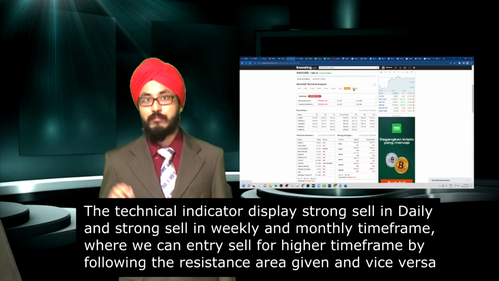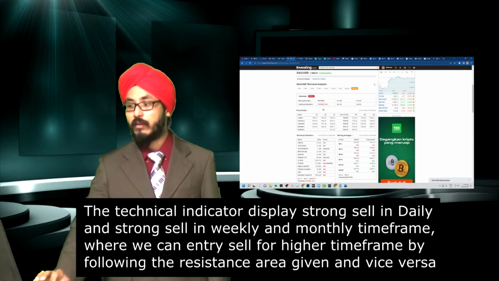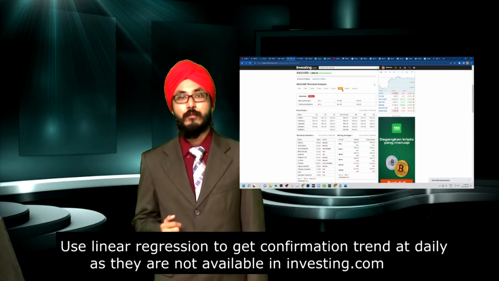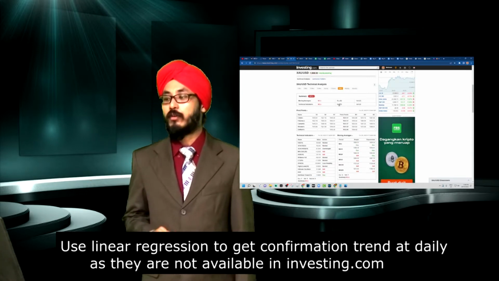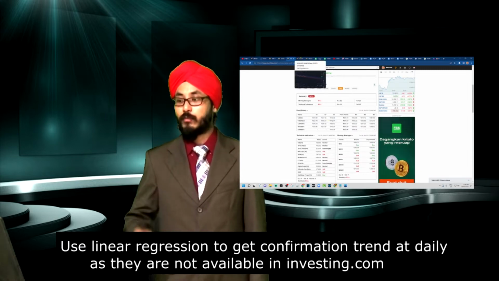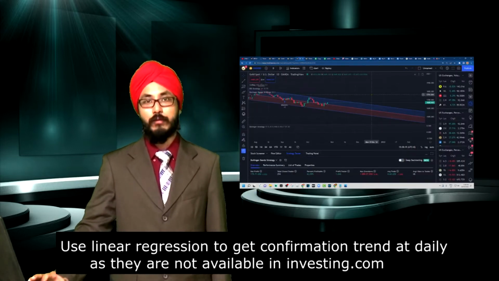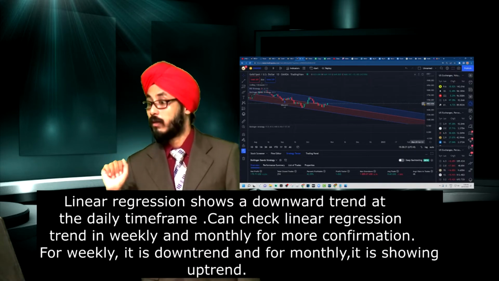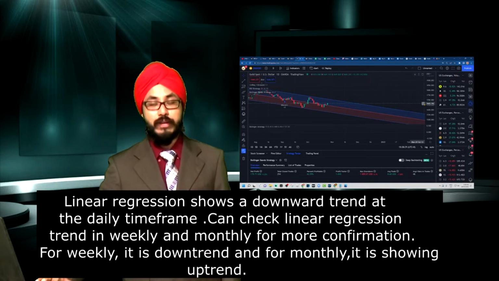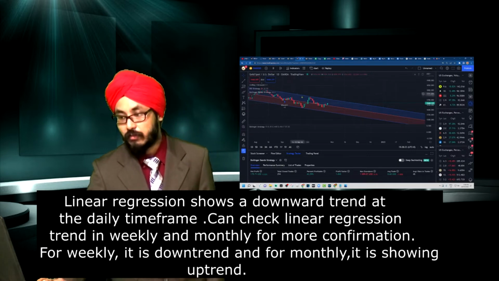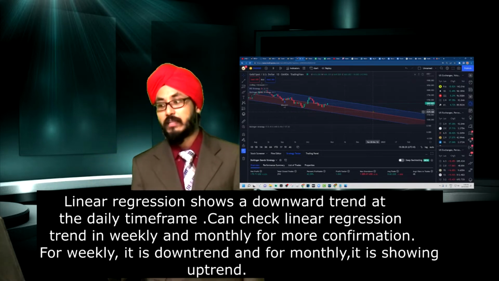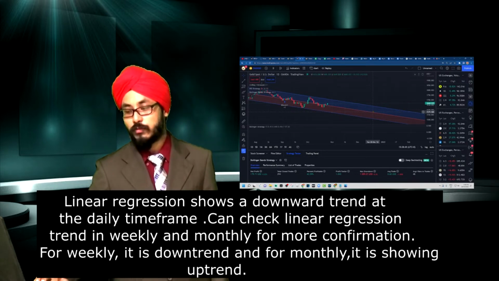Moving forward, as we would like more confirmation on our trend, we could look at TradingView. We can use another indicator called linear regression to confirm our trend, as linear regression is not in investing.com. At our daily, the linear regression is showing us a downtrend. We have to confirm it with a higher time frame, which is the weekly, to see the trend. At the weekly, we are also having a downtrend as well.